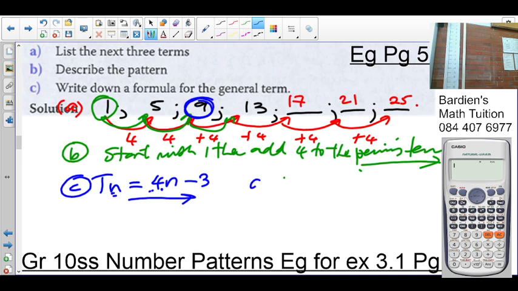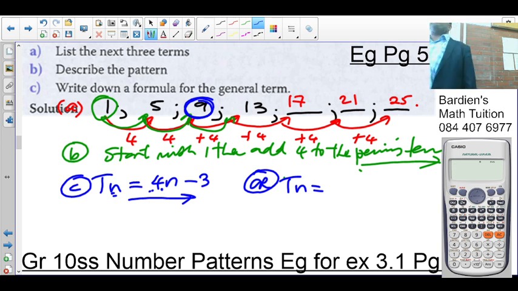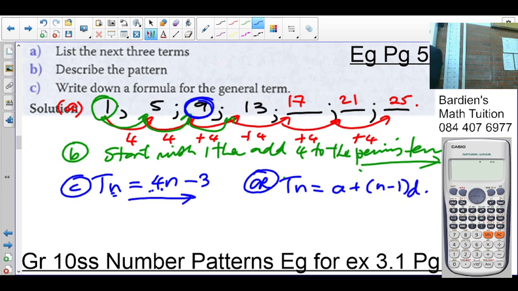Right. Or you say Tn is equal to, whenever we're working out the general term of an arithmetic sequence here, what do we say? It's going to be A plus n minus 1 d. You'll see later on you're going to use this, it's going to be easier. You just take an extra step, but here you don't have to think much.